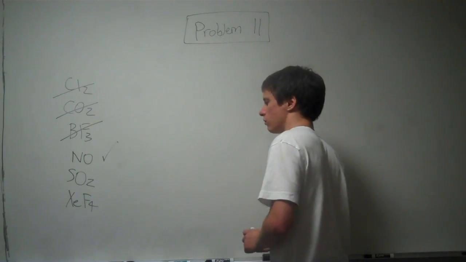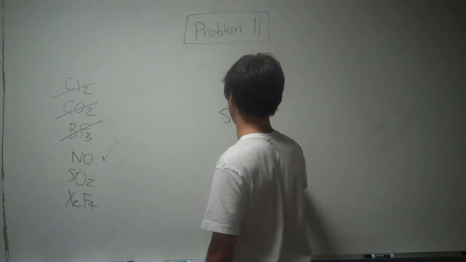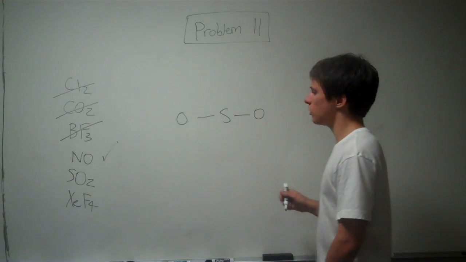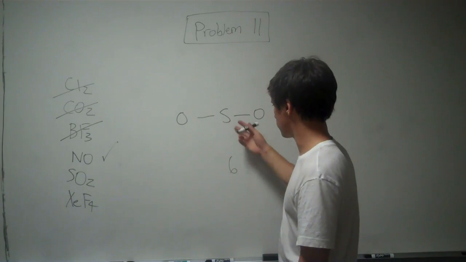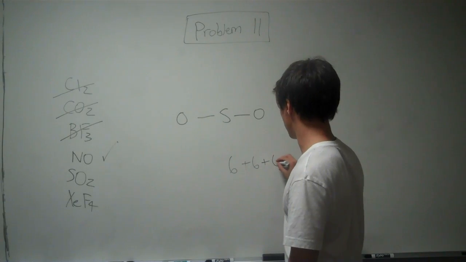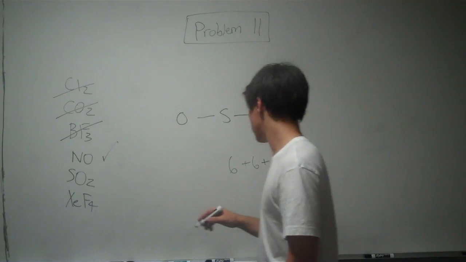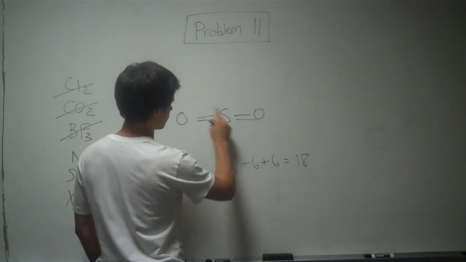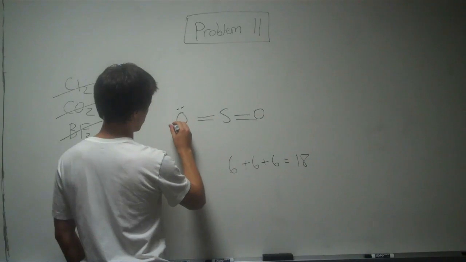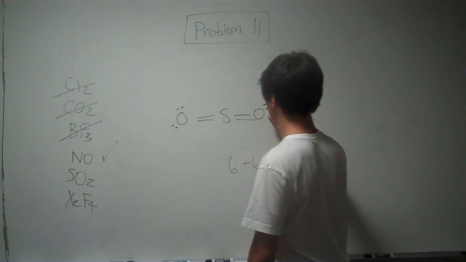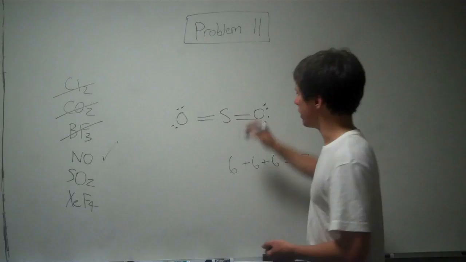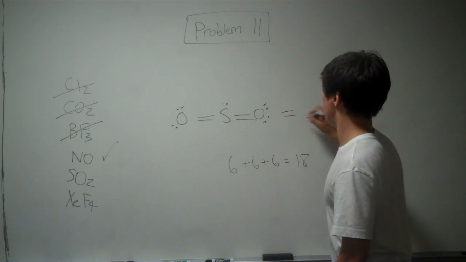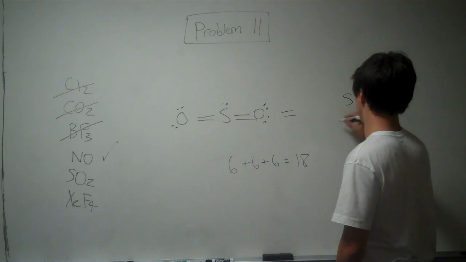So next is SO2. S is the least electronegative, so it's going to go in the middle. We're going to have an S connected to 2 O's like that. So how many electrons do I have to use up? 6 for the sulfur plus 6 for each of the oxygens equals 18. So if I make some double bonds, that's 2, 4, 6, 8, 10, 12, 14, 16. You've got to make 2 more, and I'm going to put them on this sulfur here. What that's going to do is make this into a bent molecule.